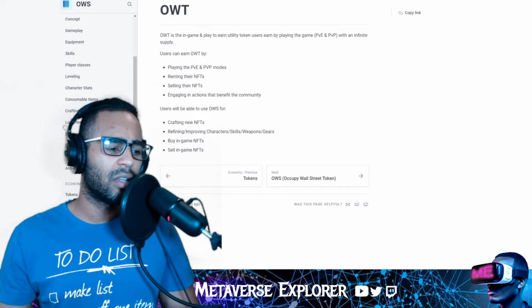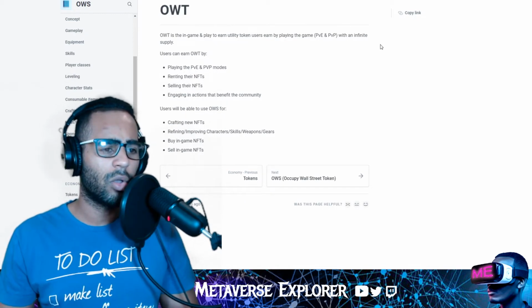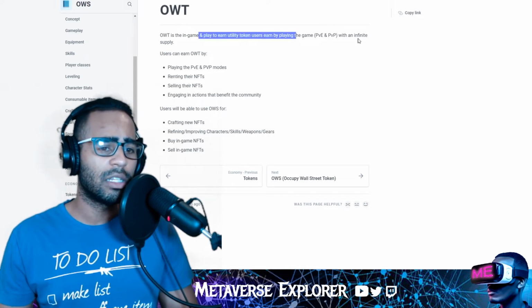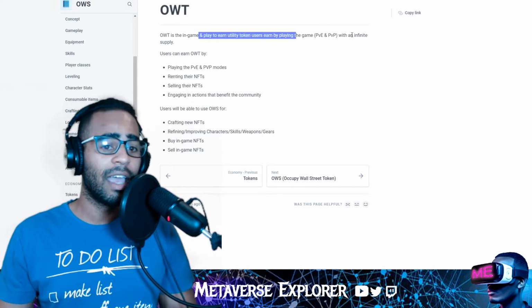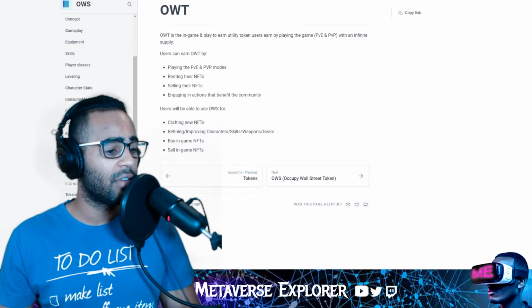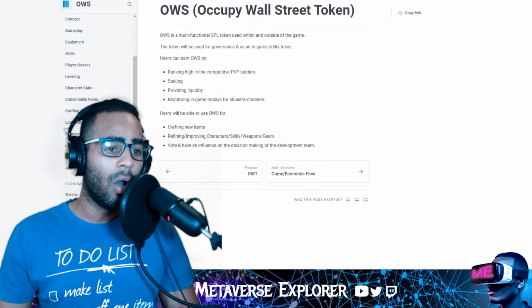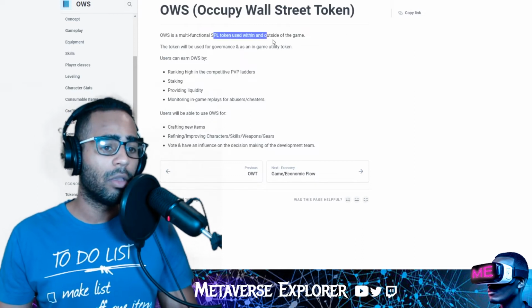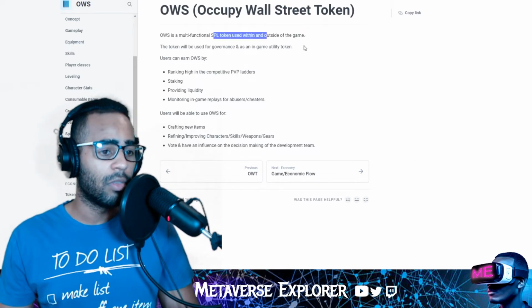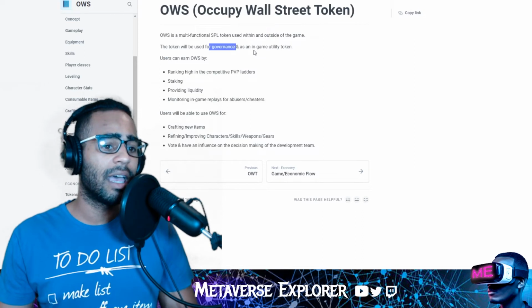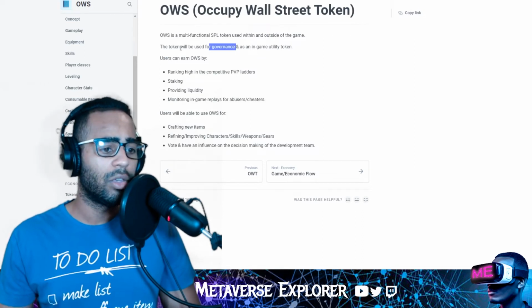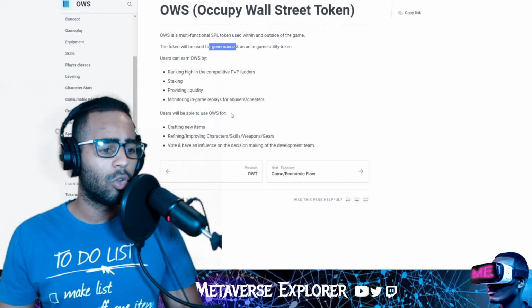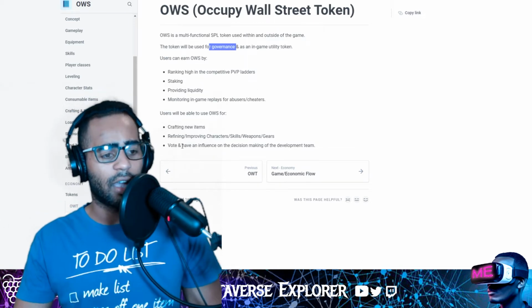But for now, I'm interested in the OWT token and OWS token. So it seems like the OWT is the in-game and play-to-earn utility token for PvP and PvE with infinite supply. I'm not a fan of everything with infinite supply. OWS, which is the Occupy Wall Street token, is an SPL token used within and outside of the game. The token will be for governance and as an in-game utility token. You earn it by staking, providing liquidity, and ranking higher in PvP, and you'll be able to use it to craft new items, refine, and vote.